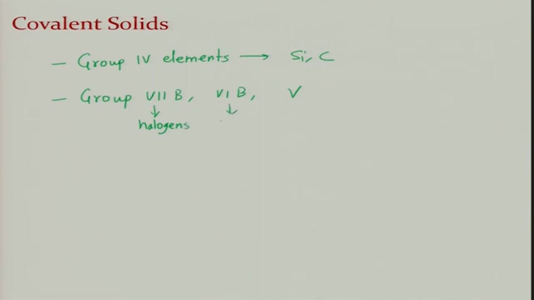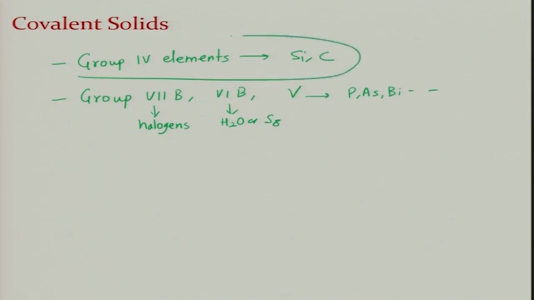Group 6b will be basically H2O, or the sulfur S8 molecule, and group 5 will mean you have phosphorus, arsenic or bismuth, etc. They are all covalently bonded. But the most famous example of covalent solids are these group 4 elements, silicon, carbon, etc.